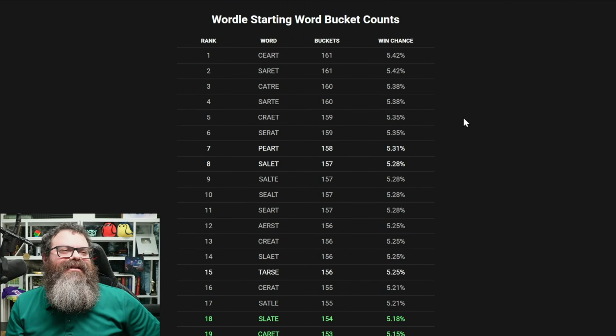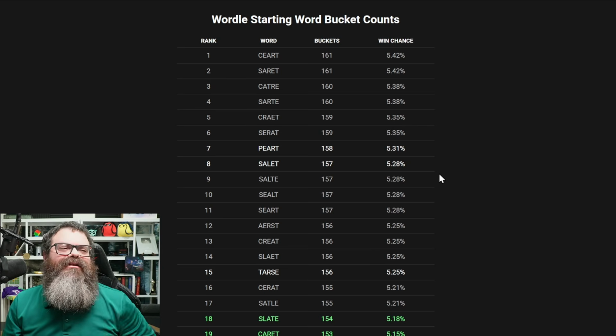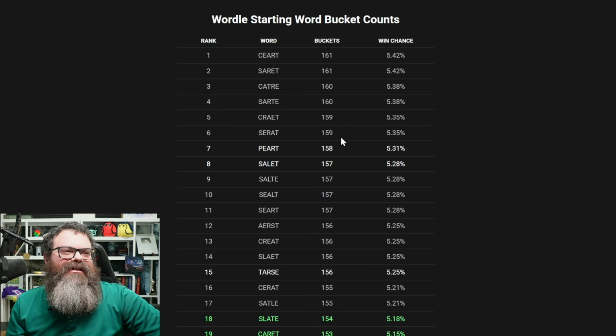And so this actually means that you'll notice a lot of these are Salet anagrams. A lot of them are trace anagrams. This is a stair anagram. So just the placement of the letters can make a small difference in the number of buckets that you end up with. So there you go. If you want a best chance of getting it in 2, start with Pert.